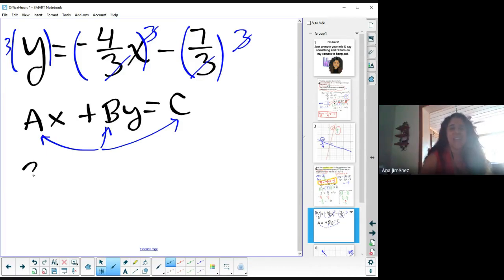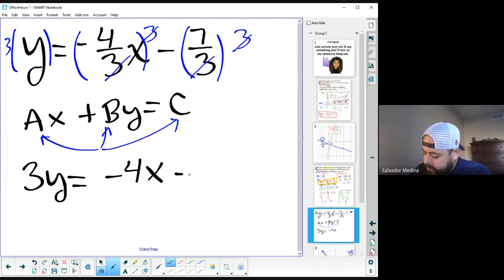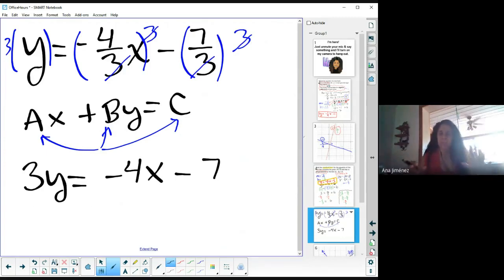And so then I have 3y equals, the 3/3 cancel, negative 4x, and then minus 7, because the 3/3 cancel. So the fractions are gone at least.